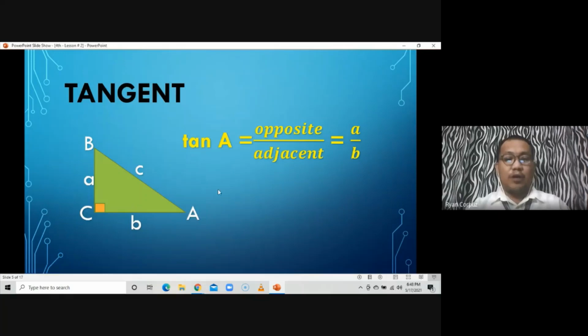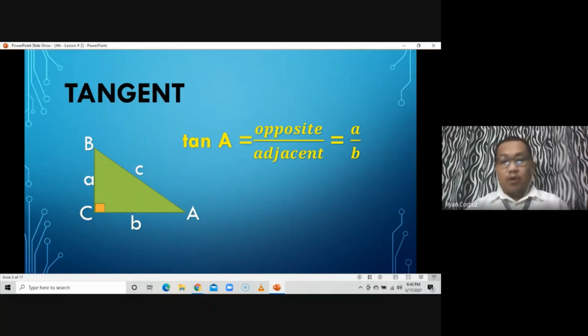That is for tangent. So if we want to find out the trigonometric ratio for tangent, it should be tangent is equal to opposite over adjacent, which is equal to A over B. So all you have to do is to apply the trigonometric ratio opposite over adjacent when we are pertaining to tangent.